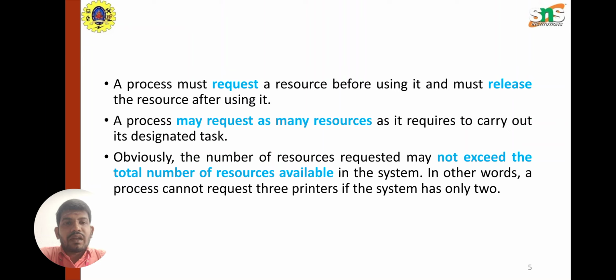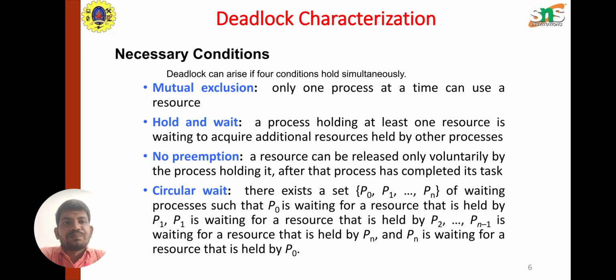A process may request as many resources as it requires to carry out its designated task. Obviously, the number of resources requested may not exceed the total number of resources available in the system. In other words, a process cannot request 3 printers if the system has only 2.